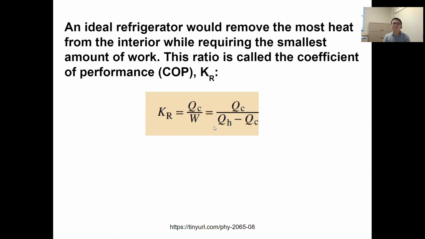All right. So if you want to buy a refrigerator, what are you looking for? You are looking for high efficiency. That means it can take out as much heat as possible for the work that it can supply. This is called the coefficient of performance for a refrigerator, K sub R, equal to QC over W. QC, the heat removed, over W, and that's equal to QC over QH minus QC, because W is the difference between QH and QC.